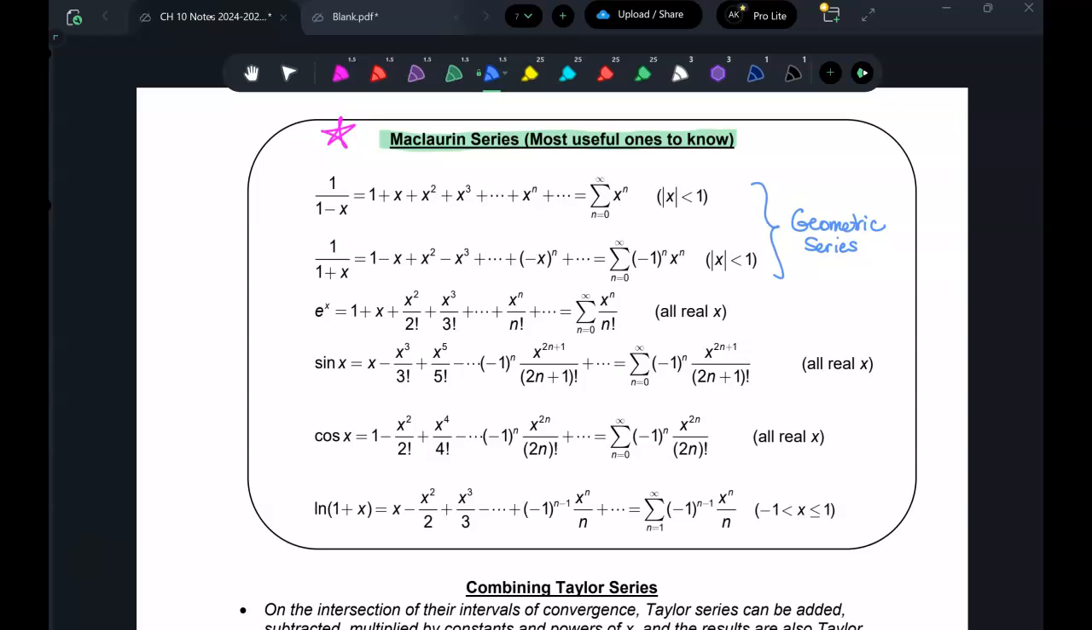Yeah. And then the natural log of 1 plus x. We also did that one. Do these work for all real x? Okay. So these work for common ratio less than 1, or the absolute value of it. These 3 are for all real x, and this one works between negative 1 and 1, but it also includes 1.